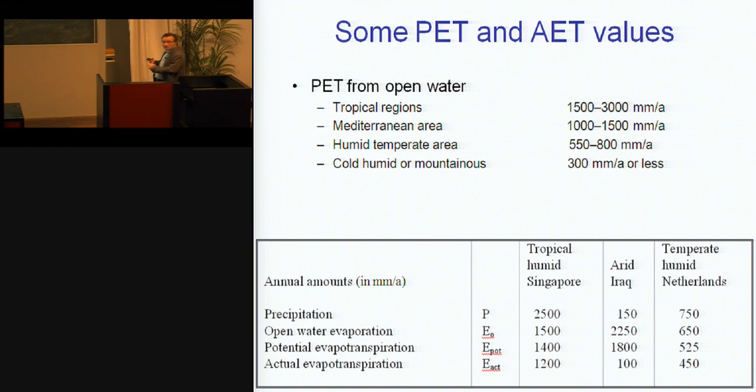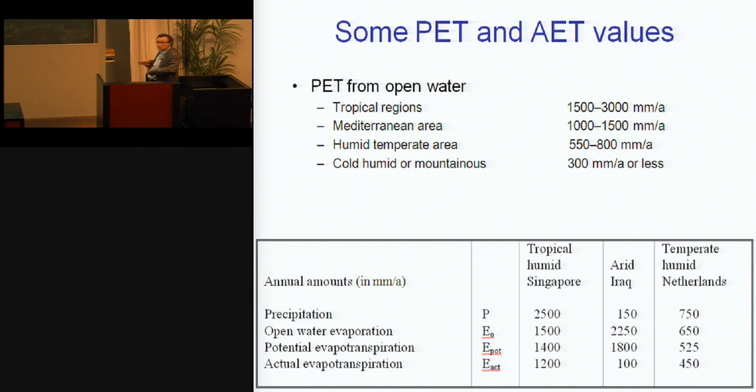If you have a seasonality such that sometimes not all water can evaporate that the atmosphere demands, then you have a little bit of reduction. In an arid climate, of course, it is the opposite. Here, the potential ET is much, much higher. Open water is 2,250, but the potential ET is then 1,800 millimeters, while the actual is only 100.